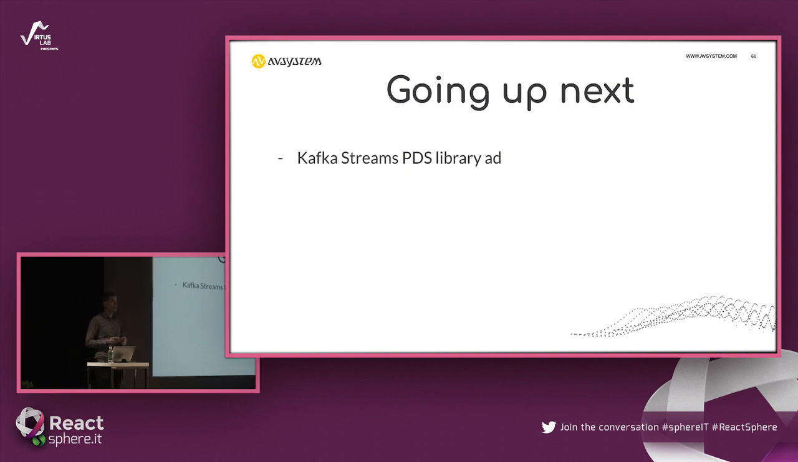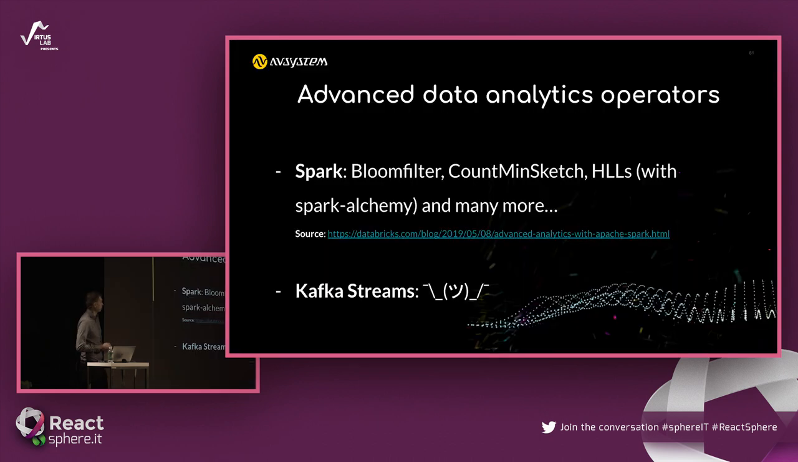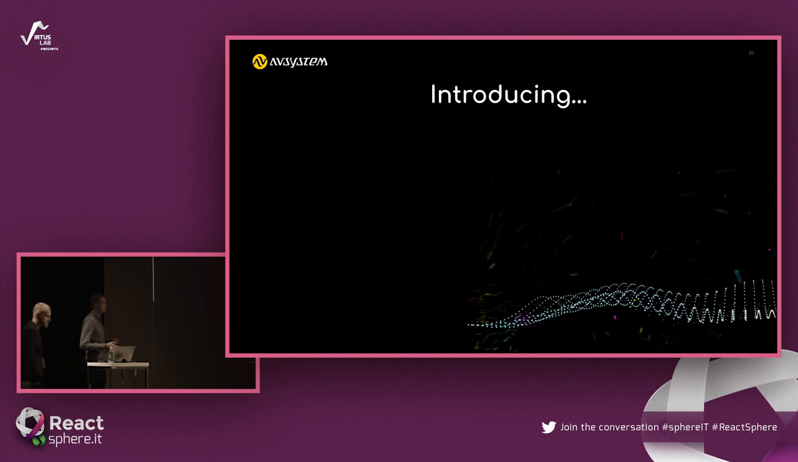So how can you actually use this information? Well, probably some of you use Kafka Streams now. So how can you join those two concepts? There are some advanced data analytics operators in Spark, like Bloom filter, Count-Min Sketch, HLL, using a library like Spark Alchemy. But for Kafka Streams, well, not much. You have the aggregate operator that I've mentioned before, and that's it. You need to integrate all of these structures by yourself. So actually, what we've done, we did that.